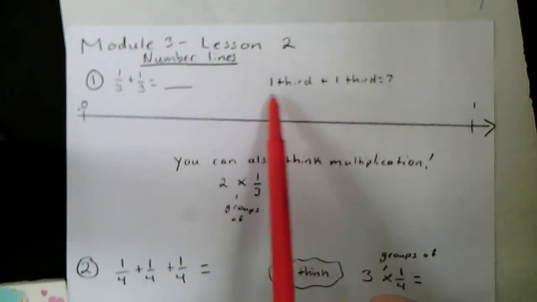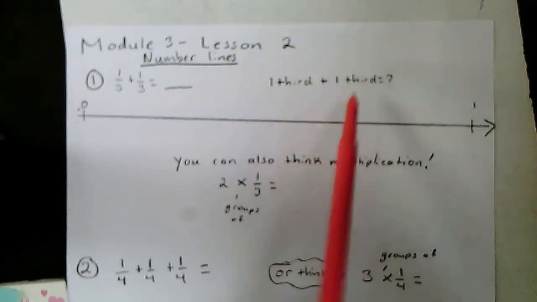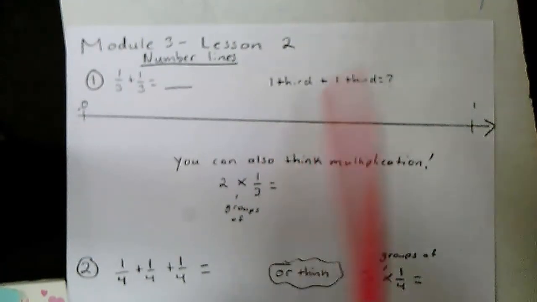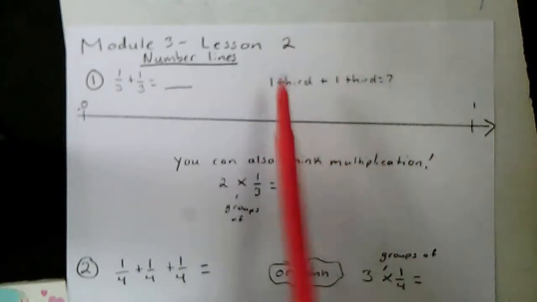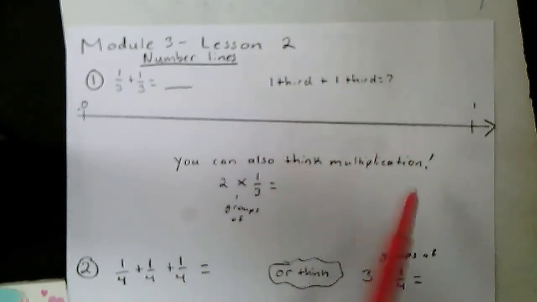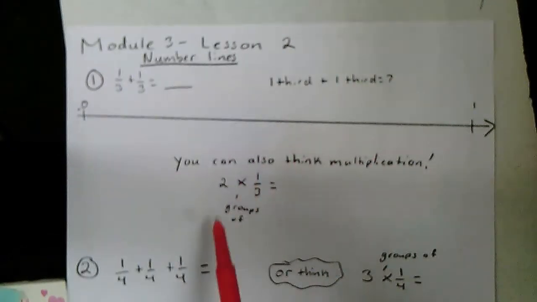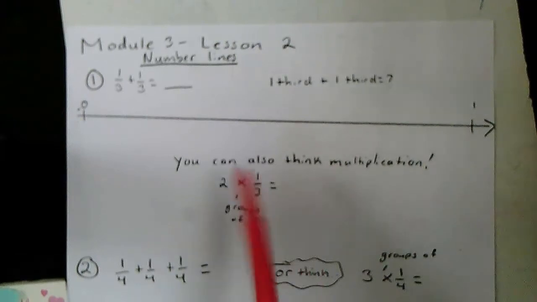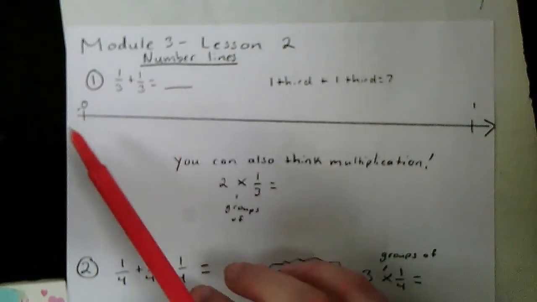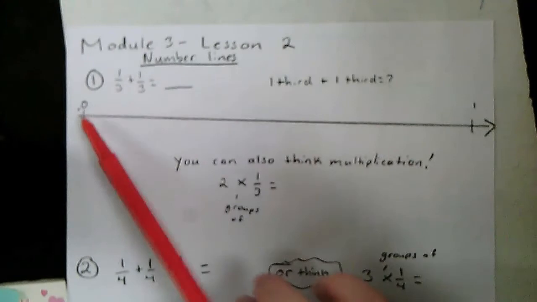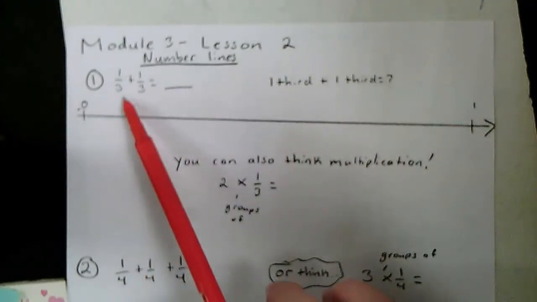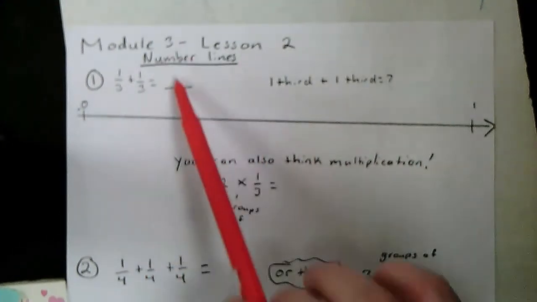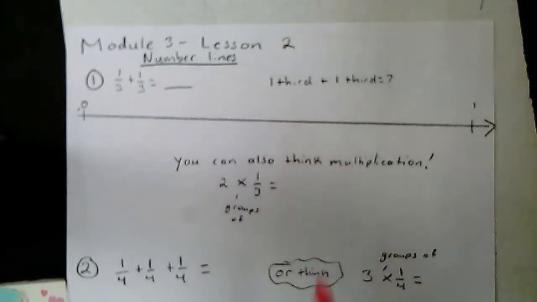So I can look at 1/3 plus 1/3 and solve from there. So this is very similar to what we learned about when we were adding decimals. We can also think about these problems as multiplication. I could think of this as 2 times 1/3, or 2 groups of 1/3 equals what? We can also show this problem on a number line to help us figure out why 1/3 plus 1/3 equals what it does. So let's go ahead and get started with the number line.